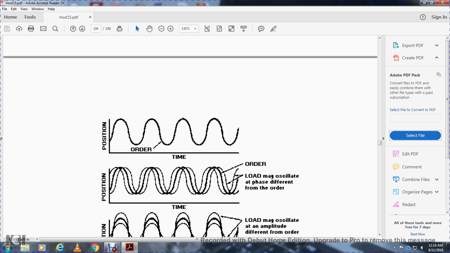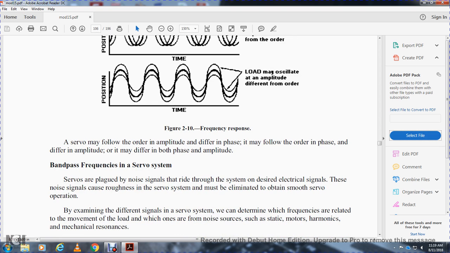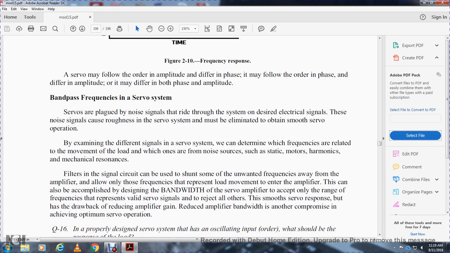Show the position, order, and the time, and then show your low and high frequency responses, position, time, order. The load may be oscillating in a phase different from the order. Then you have your position, time, frequency response, load may oscillate at an amplitude different from the order. A servo may follow the order at a different amplitude, or differ in both the phase and the amplitude, with the bandpass over the frequency.